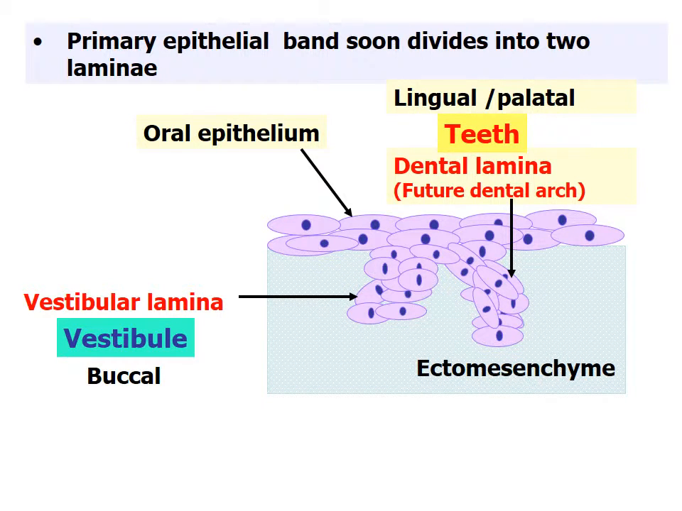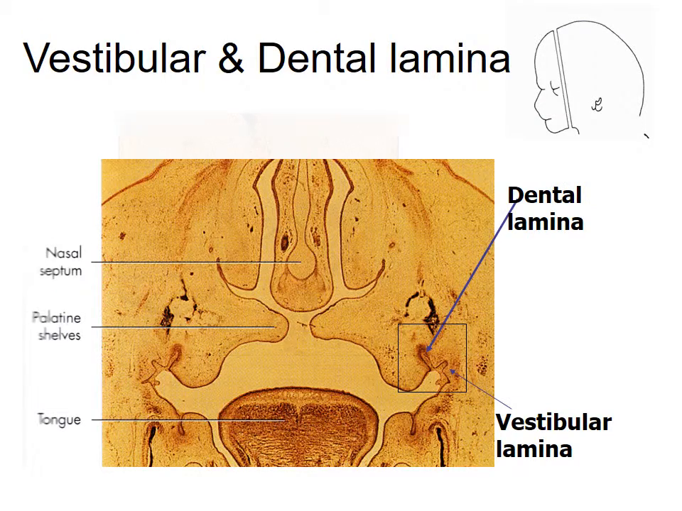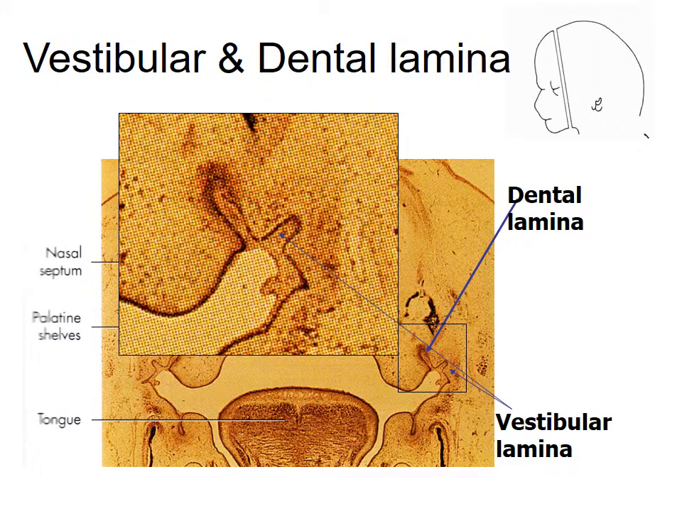Then the primary epithelial band soon divides into two laminae, the dental lamina and the vestibular lamina. Dental lamina is located lingually and vestibular lamina is located buccally. And these two laminae express the future developing tooth structure and the vestibule. In this coronal section of an embryo, you can nicely see the developing dental lamina and vestibular lamina.